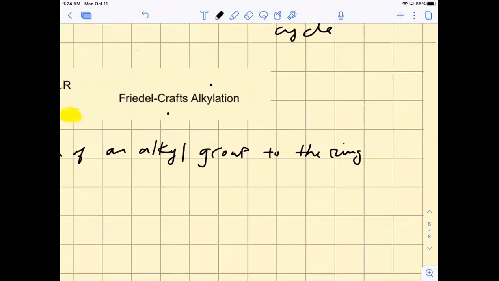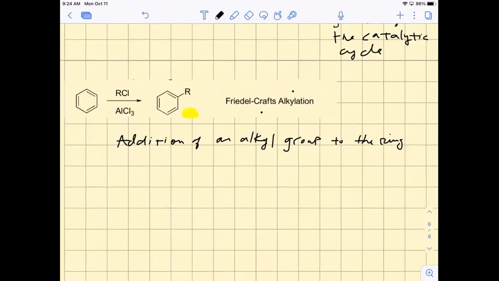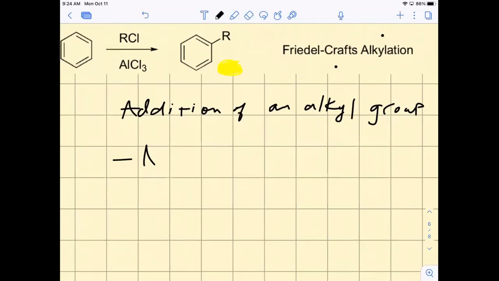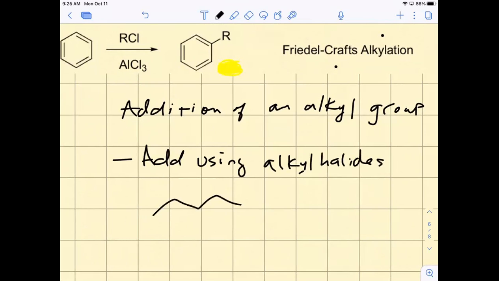You add an alkyl group to the ring. So you normally start with some type of alkyl halide. You can actually add primary alkyl halides. So you can add something like this, where this is bromine or iodine. And your catalyst in this case is an aluminum catalyst, right? Aluminum trichloride. Very, very similar mechanism.